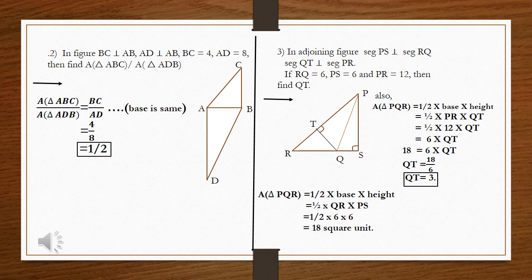Now again take the area of triangle PQR, but this time we are taking the base as PR and height as QT. So by the formula 1/2 base into height, that is 1/2 PR into QT. So by putting values, 1/2 into 12 into QT. So that is equal to 6 into QT.